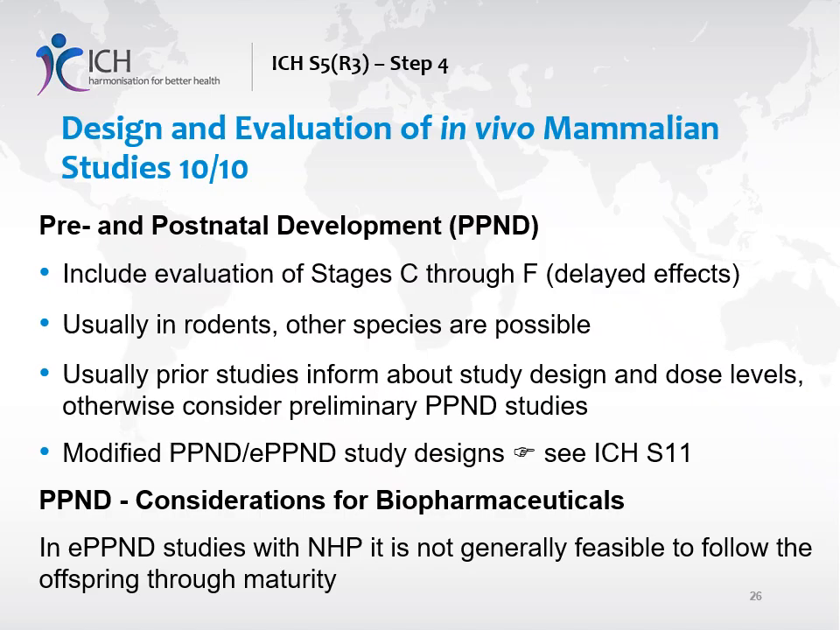The rodent is usually used to assess PPND. However, other species can be used as appropriate. In most cases, a preliminary dose range finding PPND study is not warranted, because the appropriate information is generally available from prior studies. However, a preliminary PPND study with termination of the pups before or at weaning can be used to select dose levels or inform study design and/or to provide pup exposure data. If a modified PPND, ePPND study design is being considered to support pediatric development, see ICH S11.